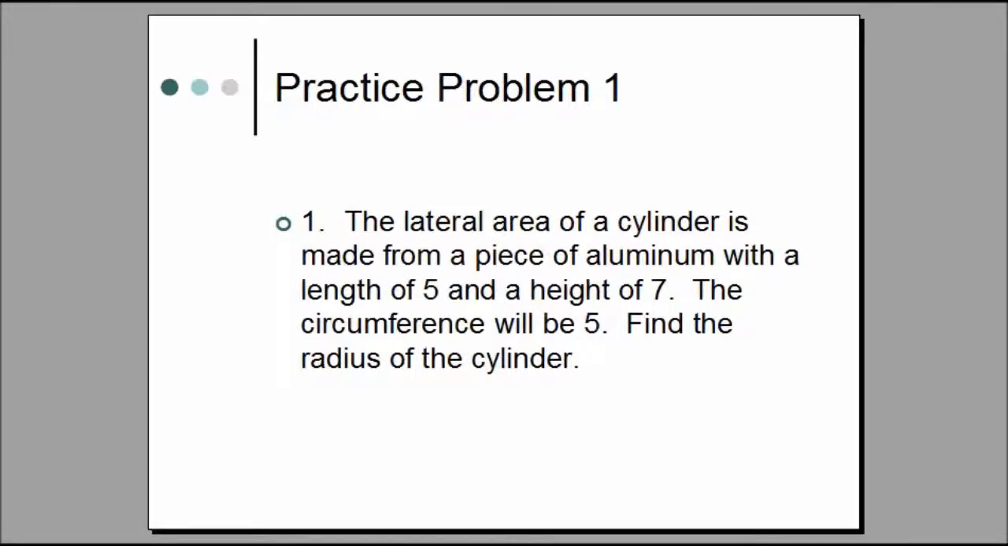In practice problem 1, the lateral area of a cylinder is made from a piece of aluminum with a length of 5 and a height of 7. The circumference will be 5. Find the radius of the cylinder.